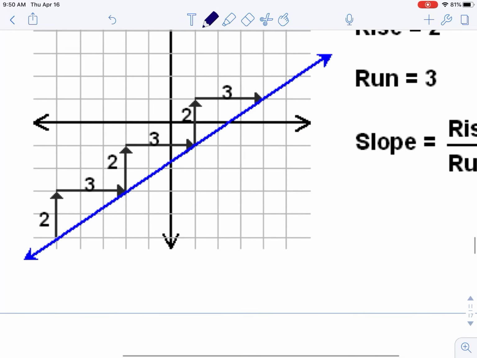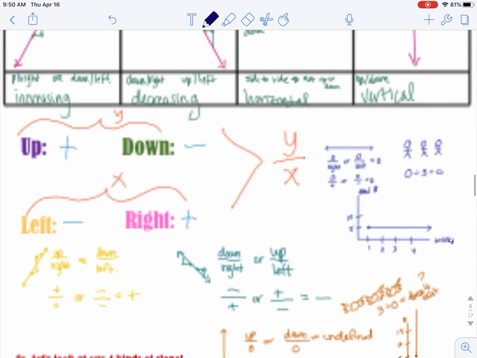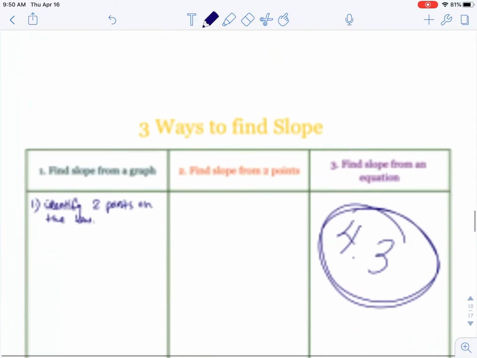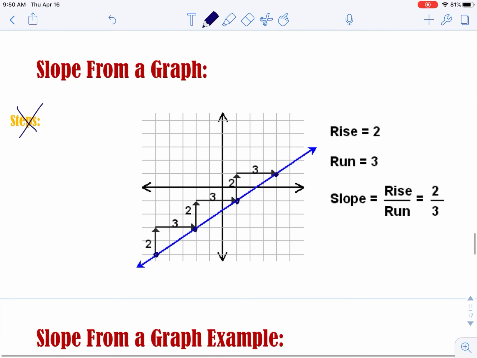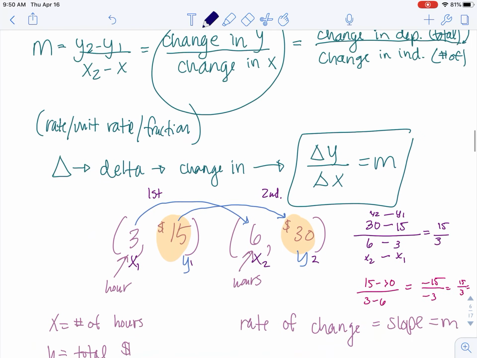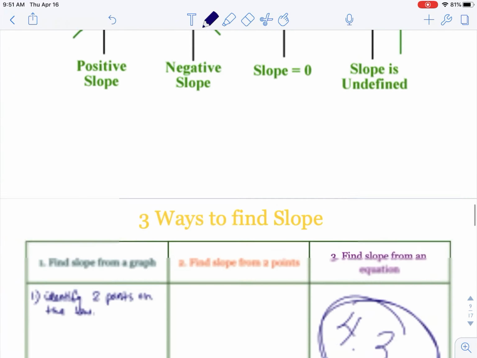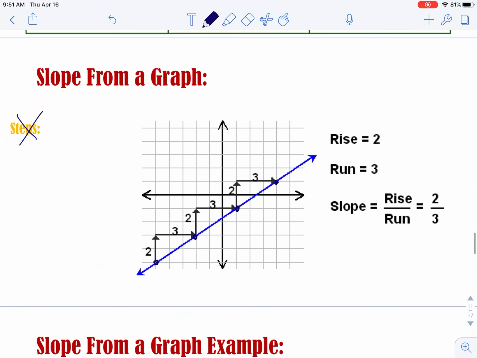If we look here at this one, we see that there are many points on the line. You only need to identify 2 of them. Once you identify 2 points, then we can find out how much up or down it goes and how much left or right it goes to get to the next point. This is also called the change in y over the change in x. That's why we go up or down first, and then we go left or right.